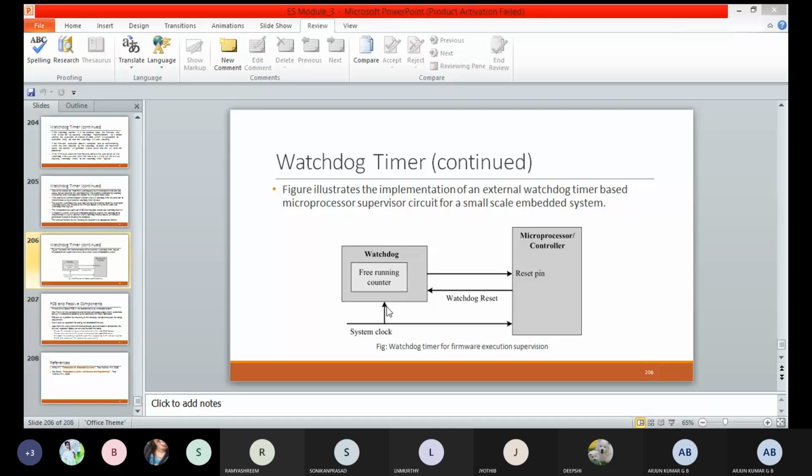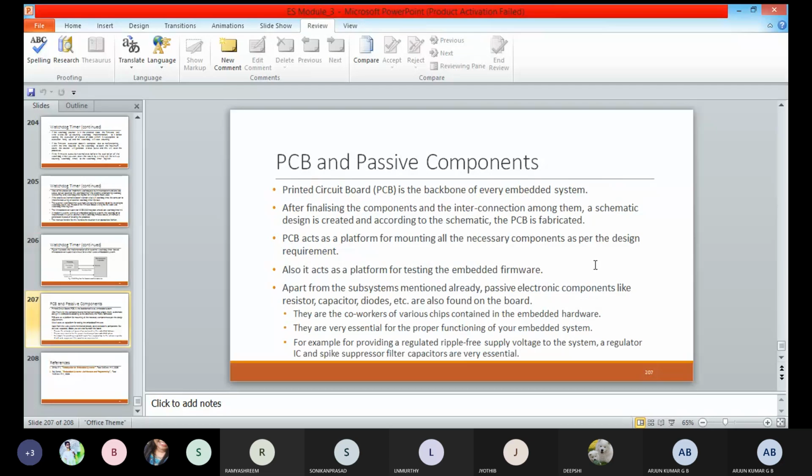And one more thing you can observe in this figure: there is a clock box. The clock is built in, or you can also use crystal oscillators. Oscillators generate the clock pulse for execution of programs. Here we can see the same clock pulse is used by both the watchdog timer as well as the microprocessor controllers. Then the final component: there's a PCB and passive elements.